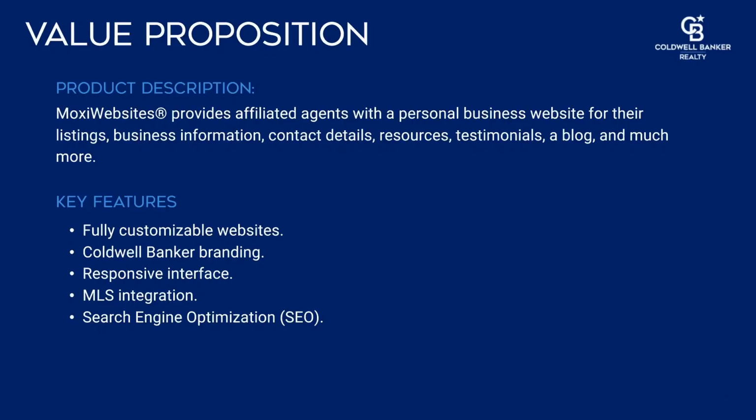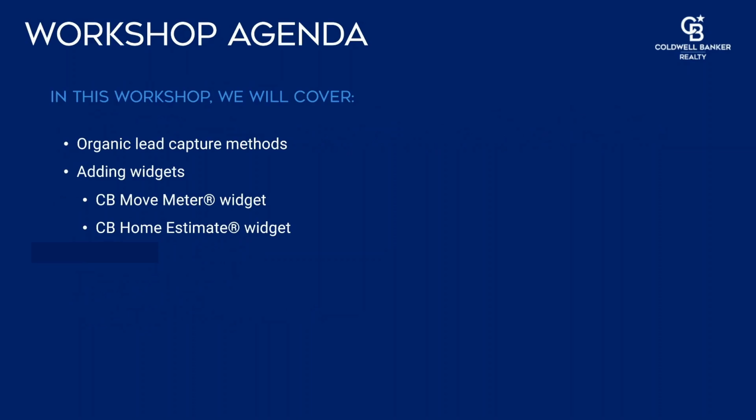Some key takeaways for today is to showcase how Moxie websites will provide affiliated agents with a personal business website. This will showcase listings, business information, contact details, real estate resources, testimonials, and a blog, as well as much, much more. Some of these key features include fully customizable website pages, Coldwell Banker branding, a responsive interface, MLS integration, and search engine optimization, or SEO. In this workshop, we're going to go over organic lead capture methods, adding widgets like the CB Move Meter widget and the CB Home Estimate widget.